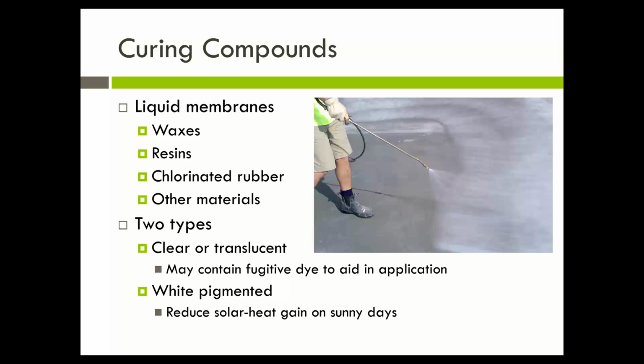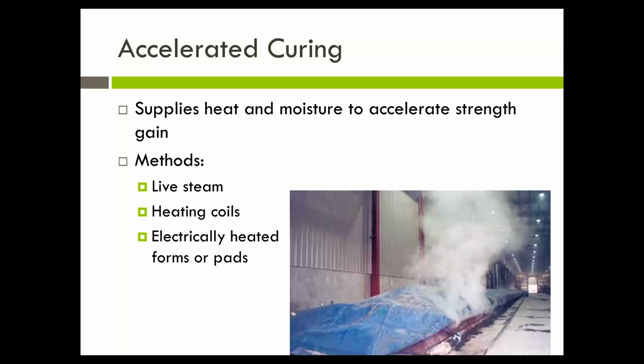Sometimes you will use something with a fugitive dye that stays visible until the material dries. Other times you want it clear or translucent so that you don't notice anything. And the advantage of white pigment, of course, is that it reduces the solar heat gain on sunny days. In every case, you have to be careful because you may end up putting on a material that acts as a paint, that is a bond breaker, and that later on you have to remove if you want to stick things to the slab, like ceramic tile. So you want to be careful in those cases to ensure that you haven't added a colossal amount of problem for the next trade down the line.